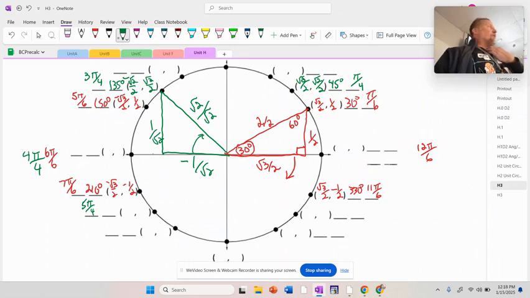What happens when you go 45 past 180? 225. And guess what these coordinates are? Negative, negative, same things. Why? Because it's going to be the same triangle. It's just coordinates. I have certain things that are negative and some are positive. And then what's 45 degrees short of 360? 315.